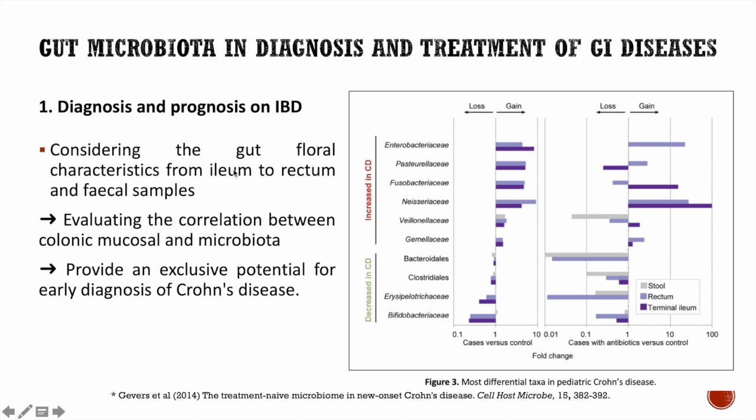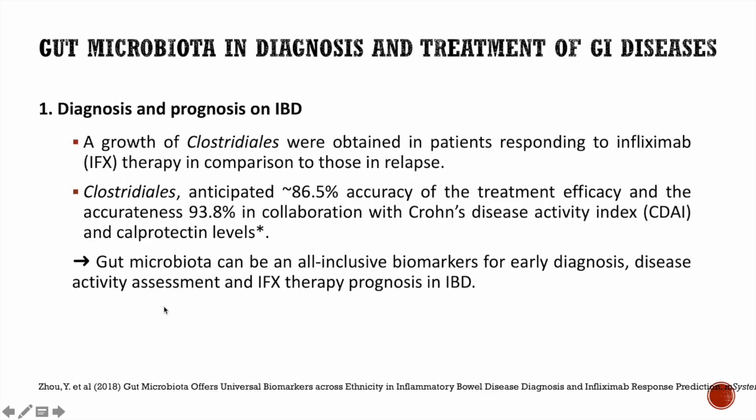Considering the gut flora characteristics from ileum to rectum and fecal samples suggests that at this premature period of disease, evaluating the correlation between colonic mucosa and microbiota could provide an exclusive potential for early diagnosis of Crohn's disease. Furthermore, re-establishment of gut microbiota diversity and a remarkable growth in the abundance of Clostridium were obtained in patients responding to infliximab therapy in comparison to those in relapse.